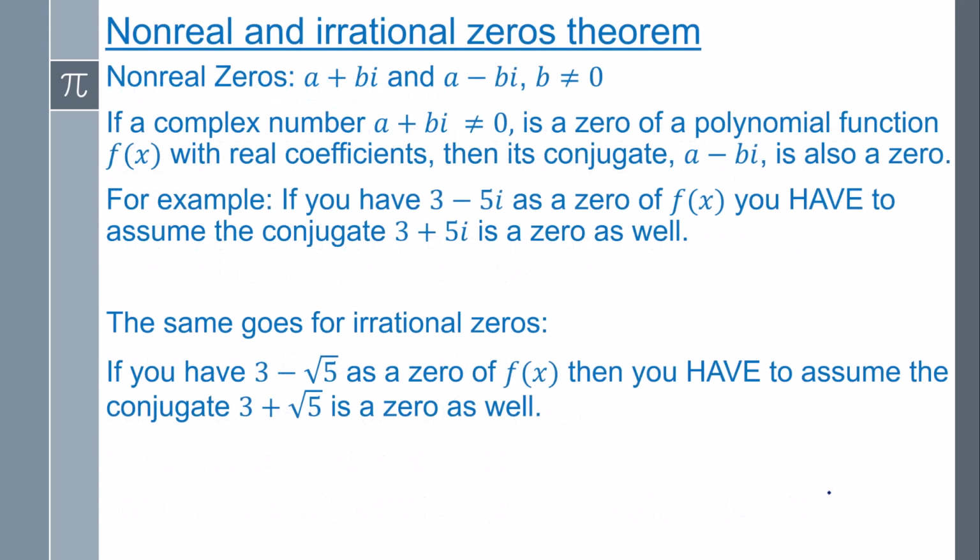Now, the non-real and irrational zeros theorem essentially states that for every complex number a plus bi in a polynomial function, if we know that it's a 0, the conjugate will also be a 0. So they always come in these conjugate pairs. We'll have a plus bi and a minus bi. And the same actually goes for irrational zeros too. If I have 3 minus root 5, I will also have 3 plus root 5. It'll always happen. We assume that it's going to exist.